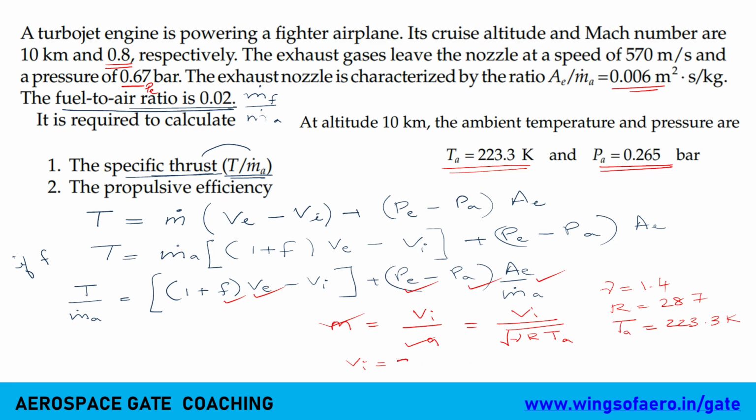239.62 meter per second. Now you got what is VI. Now substitute each and everything and you will get the answer.